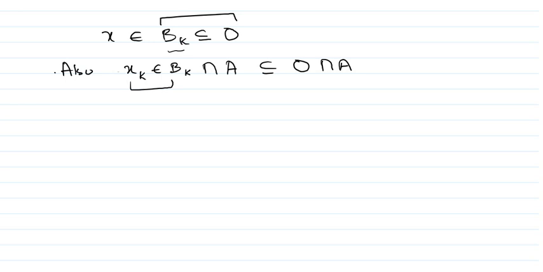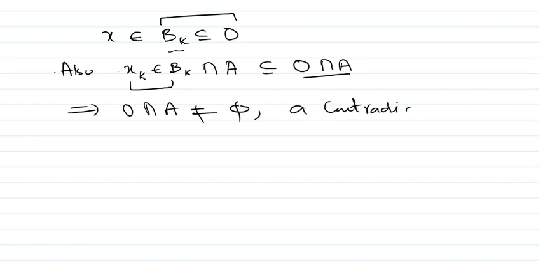So that means we have this intersection which contains at least one point, which means that O intersection A is non-empty, which is a contradiction. Okay, so therefore x must be in A closure and hence A closure is equal to X as required.